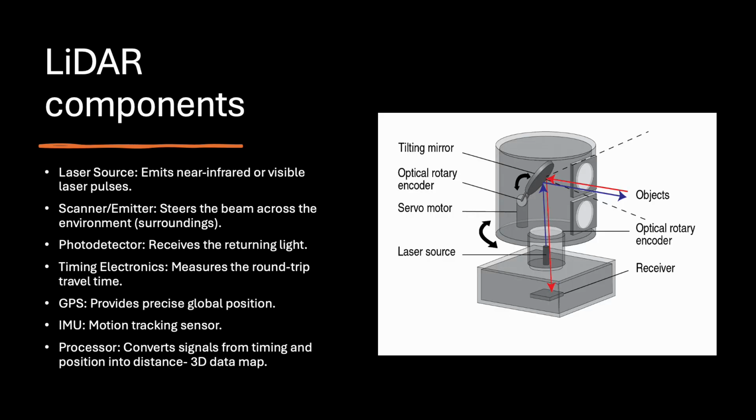In this slide, we can see some of the LiDAR key components. The LiDAR system is made up of several key components. These include the laser source, as we can see, the scanner that directs the beam, and the receiver that detects the return signal. It also relies on a GPS for precise location and an IMU, which is a motion sensor, to track the tilt movement.